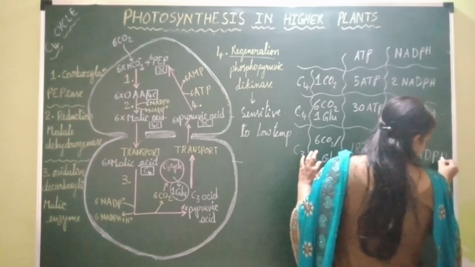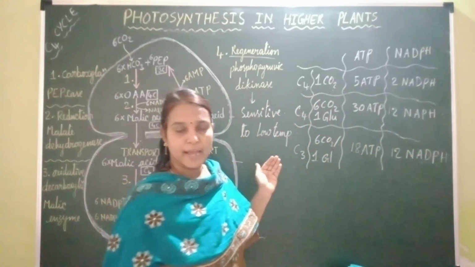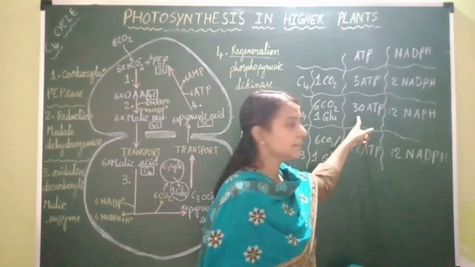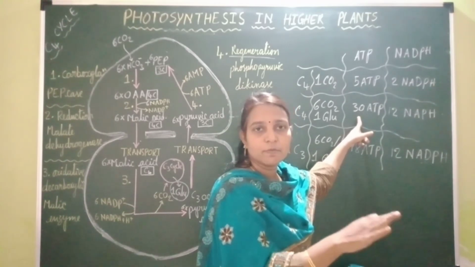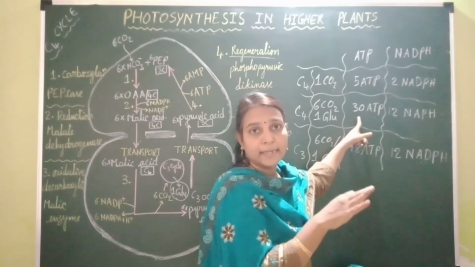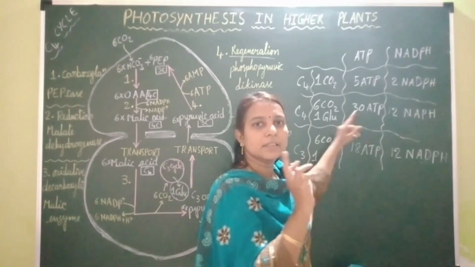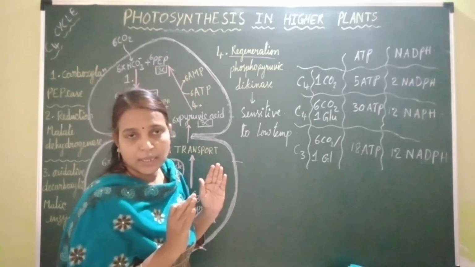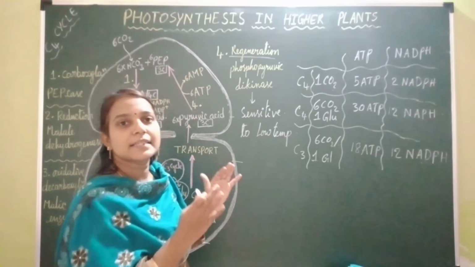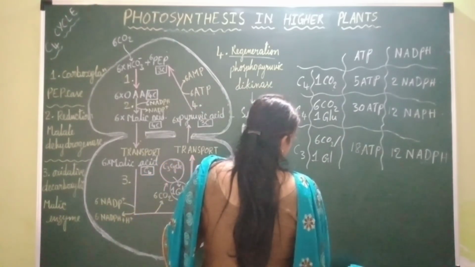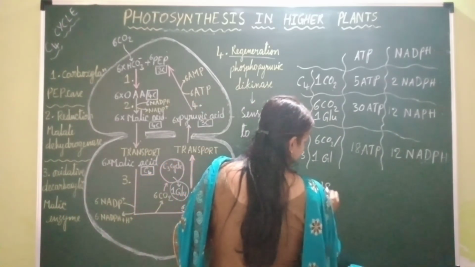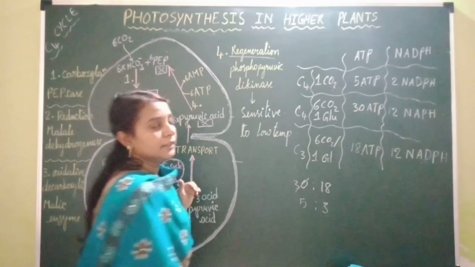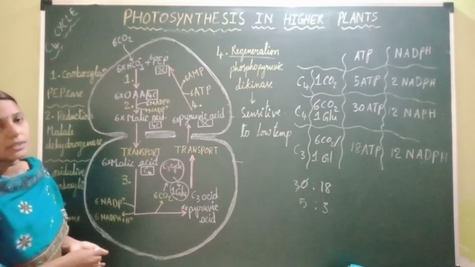So how many more ATPs are consumed in C4 plants than in the C3 pathway? 12 ATPs. Here 18 and here 30. And hence we can say that in the C4 pathway, 12 more ATP molecules are consumed for the synthesis of one molecule of glucose. Now what is the ratio between the number of ATP molecules consumed during the C4 pathway and the C3 pathway? C4 is 30, C3 is 18. So 5 is to 3. Right? So this is about the energetics of this C4 pathway.